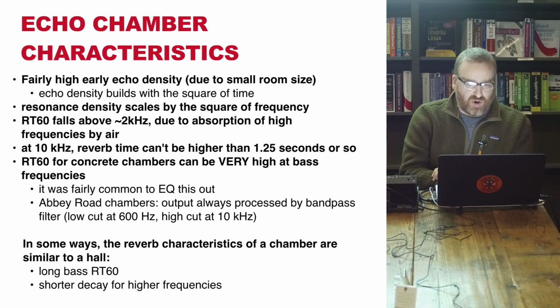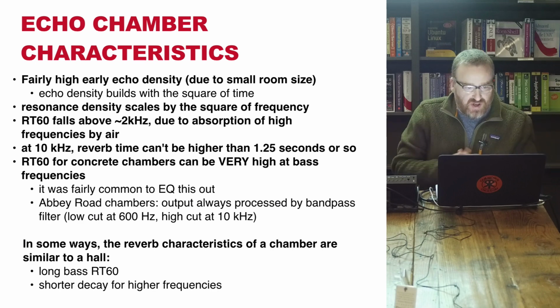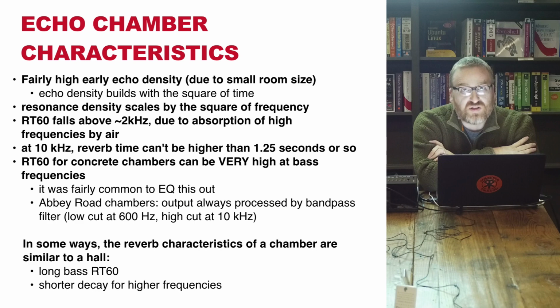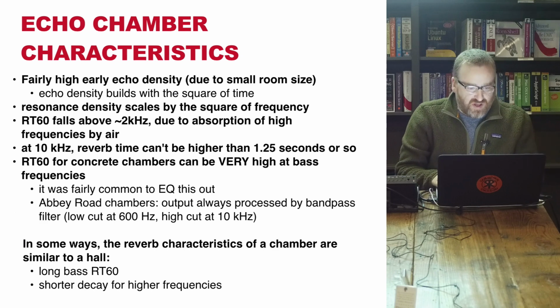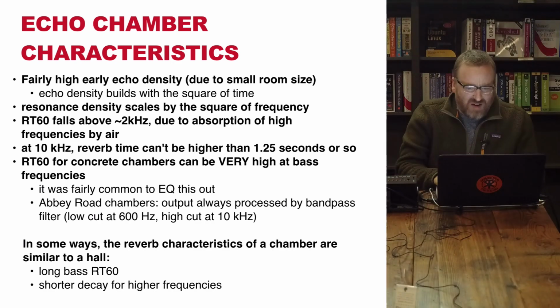In a chamber, like any other physical room, the echo density builds with the square of time. If you have a certain density, just give it a little bit and it's going to build up. It also builds with the square of frequency. Again, that's true of any 3D physical space. And then the RT60, the reverb time above 2 kilohertz, starts to fall really quickly because of the absorbency of air. At 10 kilohertz, you can't have a reverb time higher than 1.25 seconds or so. And you can have really long RT60s at low frequencies, and that's not really that big a feature.